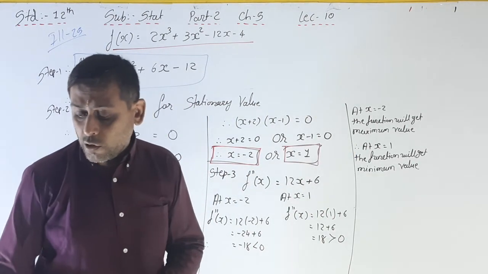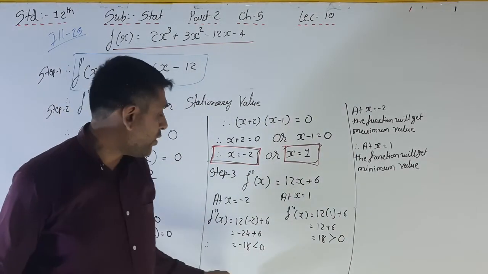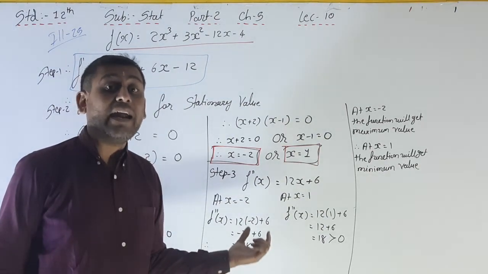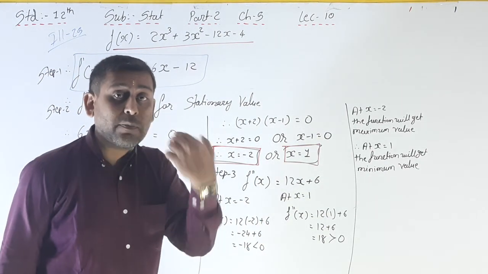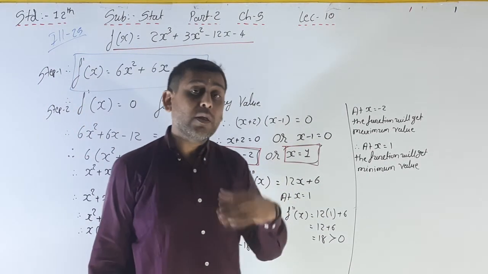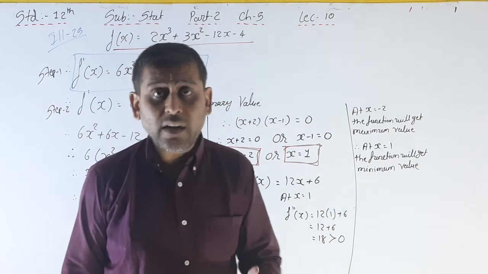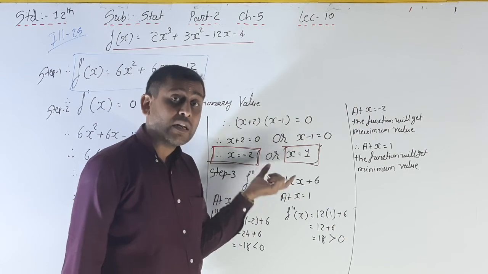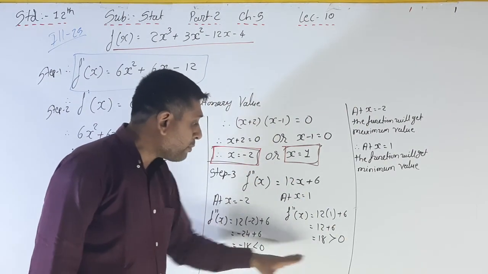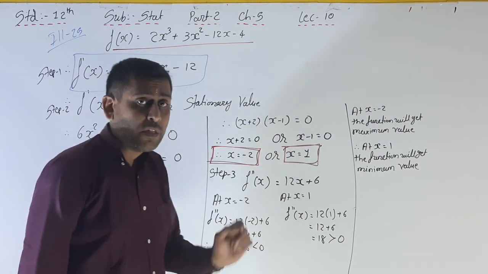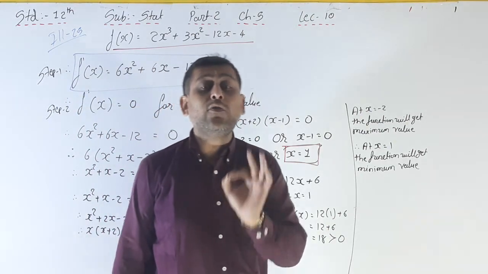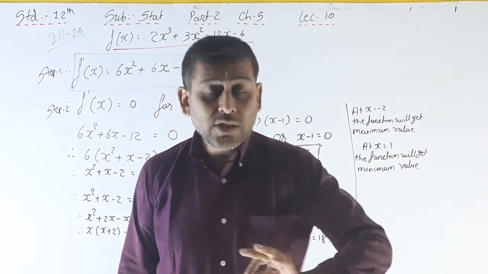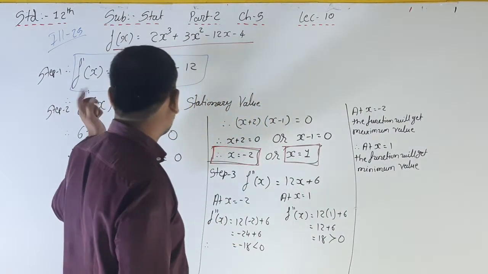So then you can say, sir, what are we finding out here? See here, at which point the function will get the maximum and at which point the function will get the minimum value. That we have to find out first. Now this is not your maximum or minimum value, this is the applying of the rule only. What is the rule?